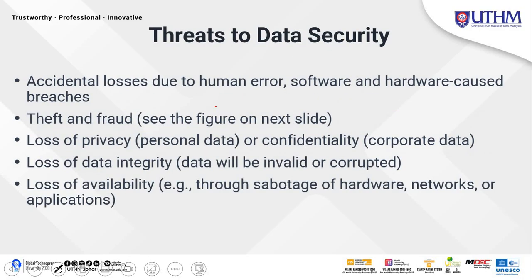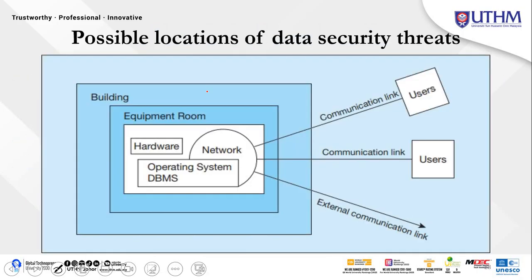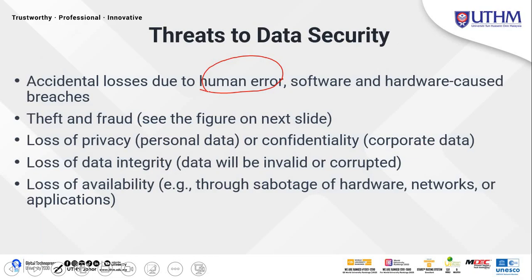Threats. Okay, threats to data security. Accidental losses due to human error, which is very common as well. Software and hardware cost breaches as well. Theft and fraud, see the figure on the next slide. There is a possibility of theft and fraud. Data integrity: data will be invalid or corrupted, there's no integrity between the data. And the last one is loss of availability through sabotage of hardware, networks, or application.